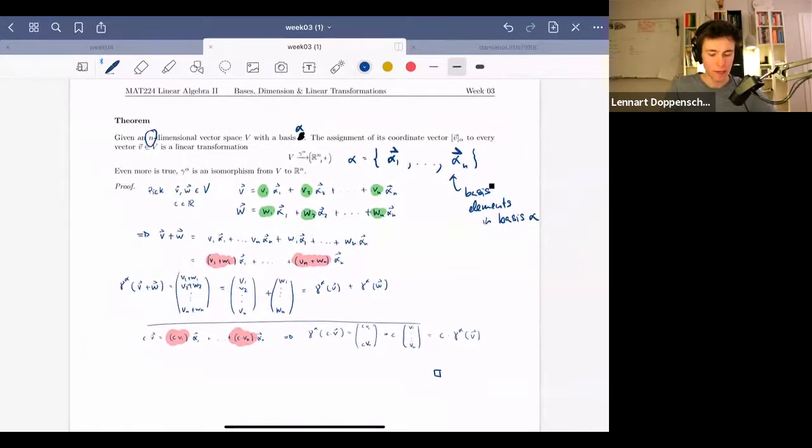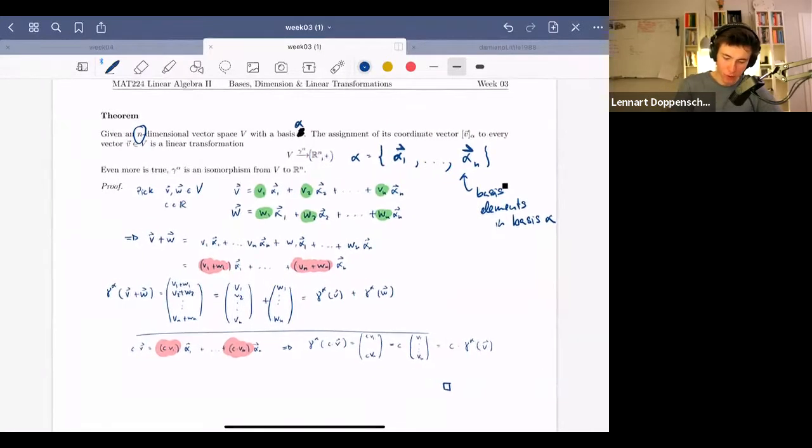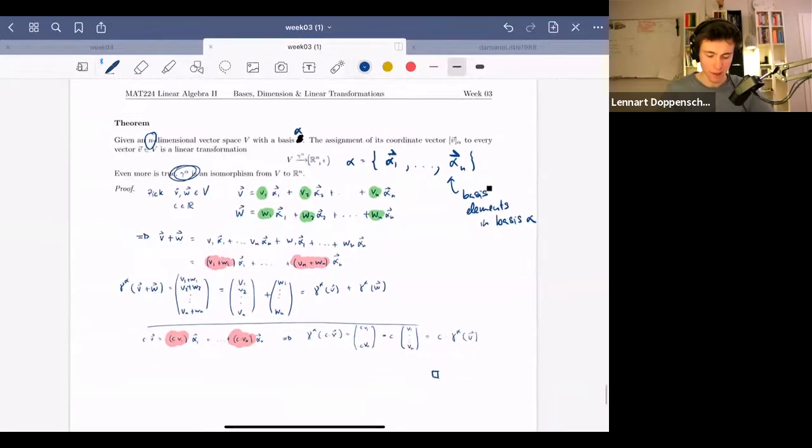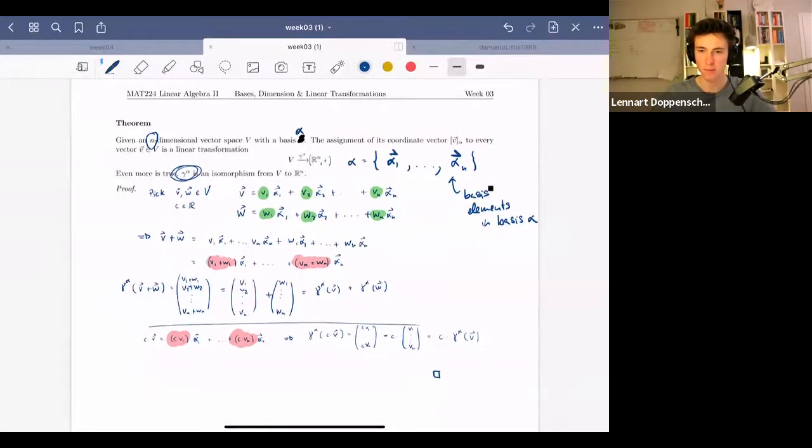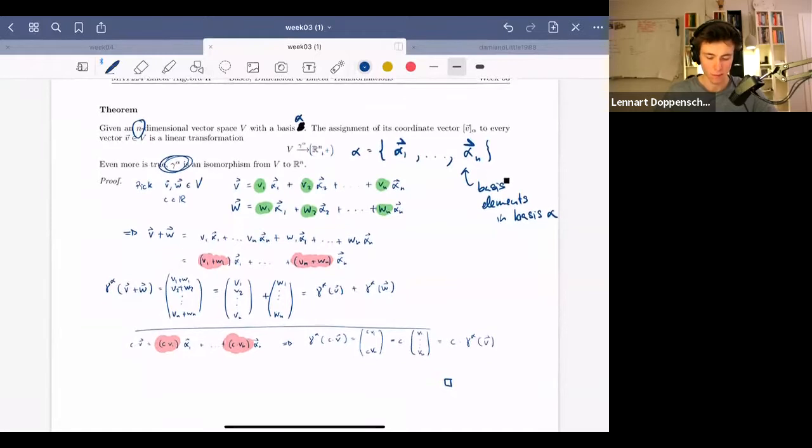So we've shown that this is a linear transformation. But I've said even more here. It's even more true that this is an isomorphism. I'm going to skip this for now, but we're going to come back to this probably later, or I'll just leave that as an exercise that you can think about why this is an isomorphism.